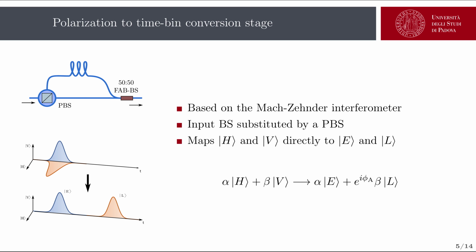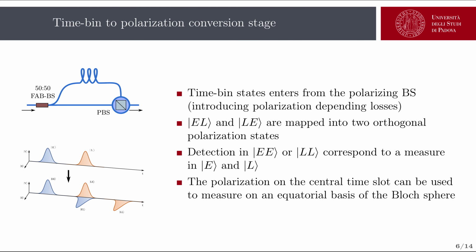Here the phase labeled phi A in front of the late state represents the random phase of the interferometer that is induced by random mechanical stresses and thermal fluctuations. The same architecture of the previous slide can be used to convert time-bin states back to polarization states in a probabilistic manner. The beam splitter at the input here is labeled FABBS, meaning fast access blocking beam splitter.